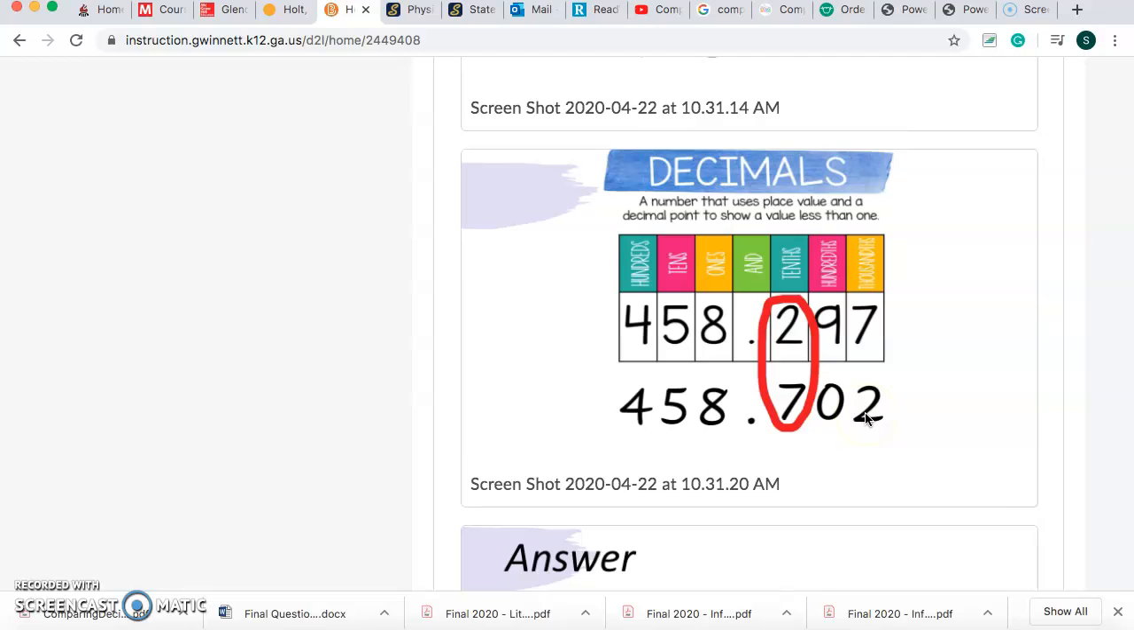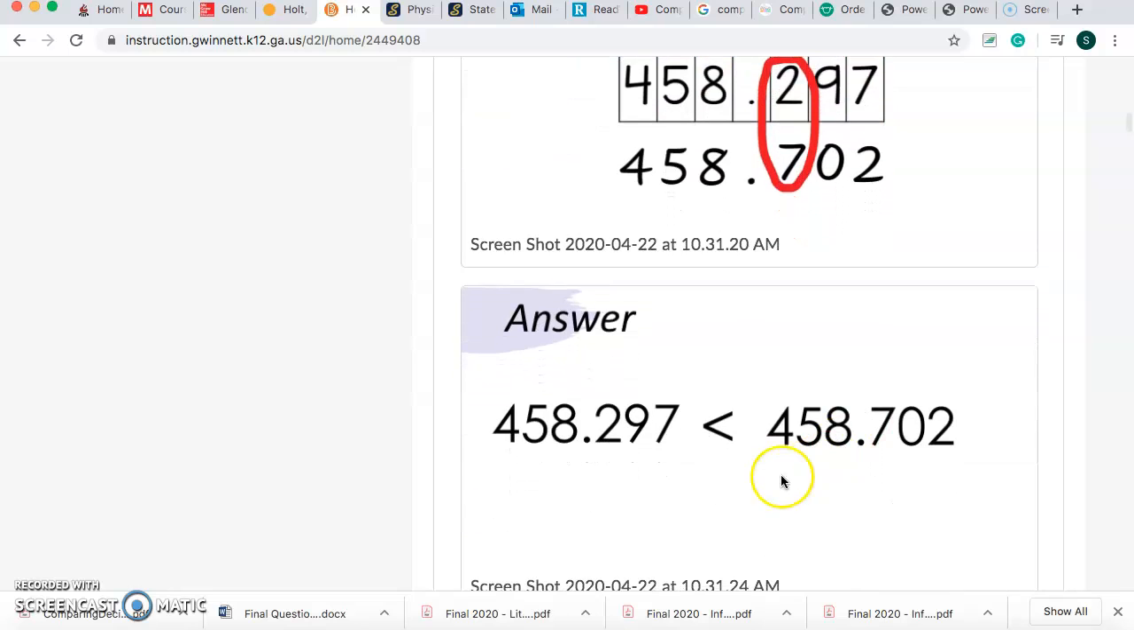This number is the number that the alligator's mouth is going to want to eat. So you would write it like this. 458.297 is less than 458.702. You would make sure that your alligator's mouth is pointing towards the bigger number.